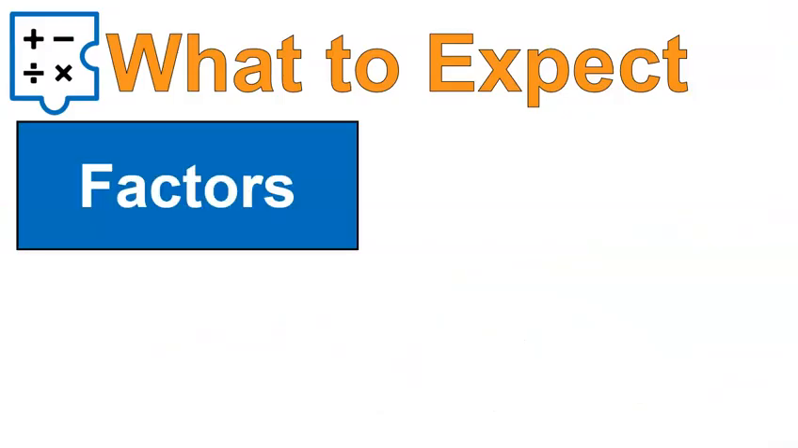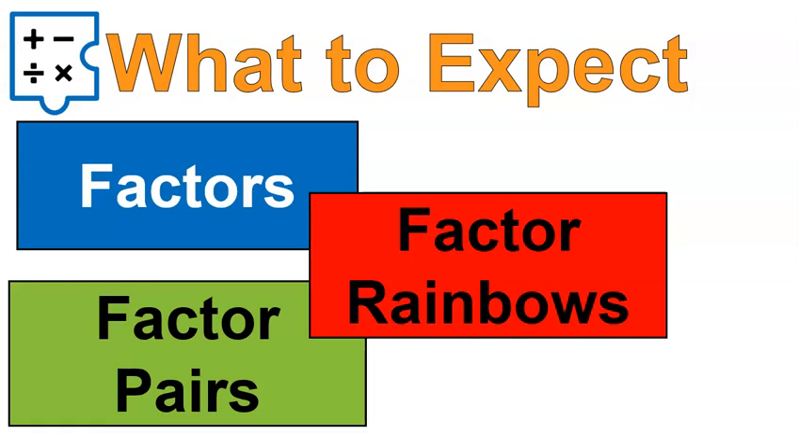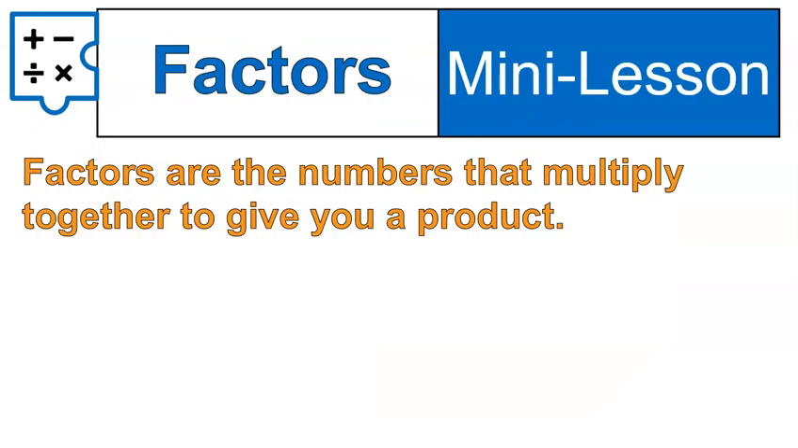We are going to talk about factors. We're going to specifically do something called a factor rainbow, and then we're going to talk about factor pairs. Lots of factors. Factor is a funny word when you look at it like this, kind of like tractor. Anyway, let's talk about factors.